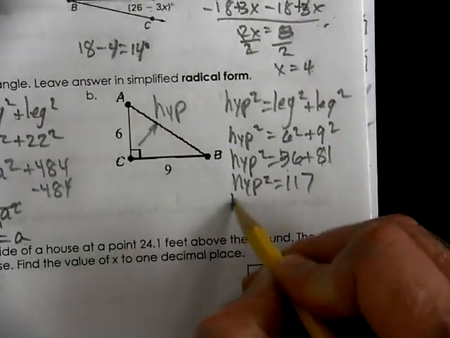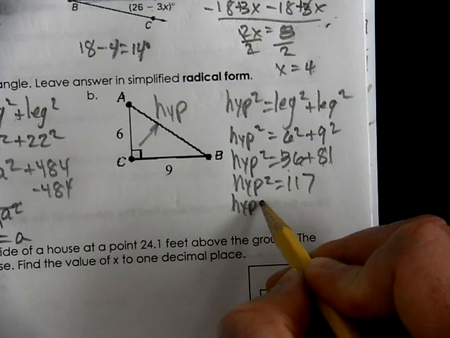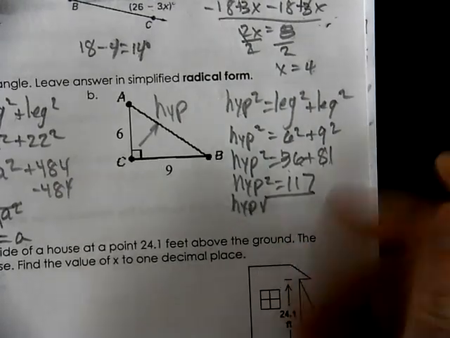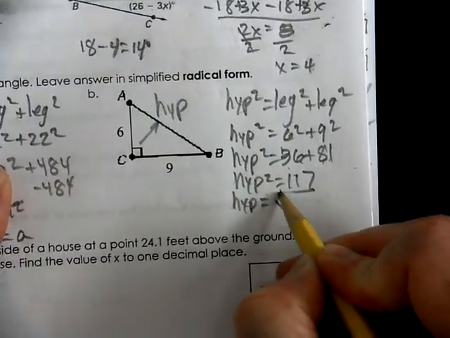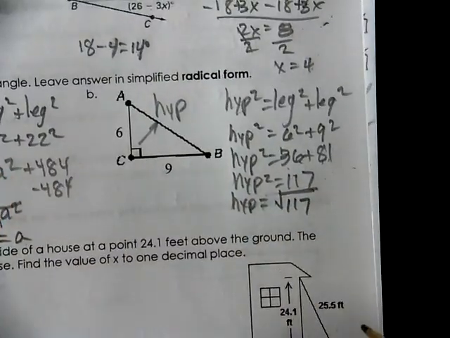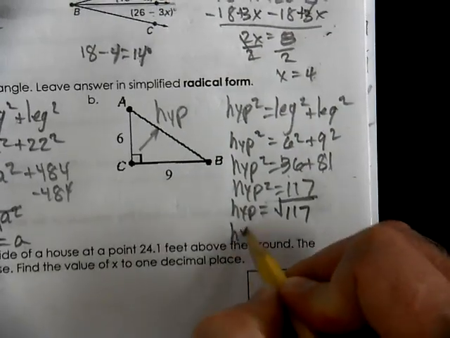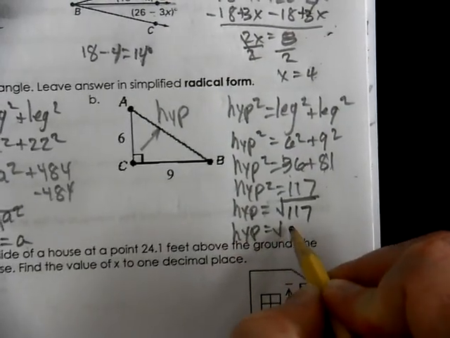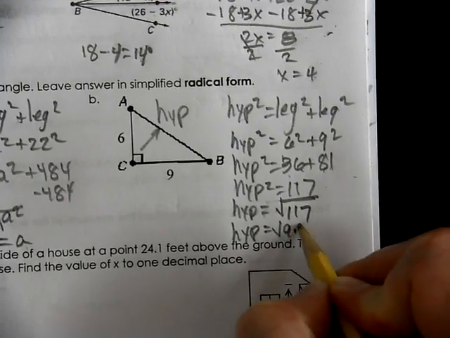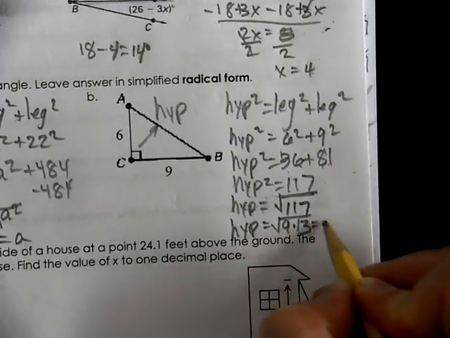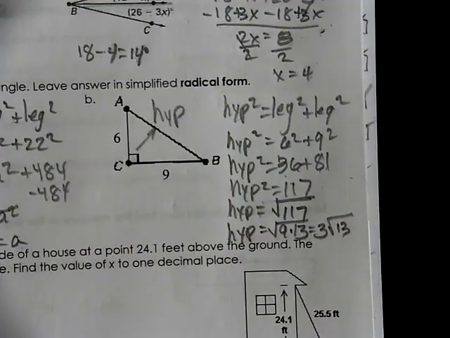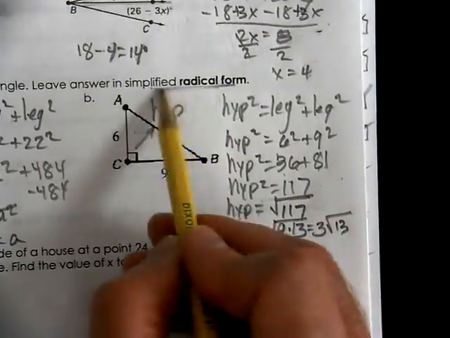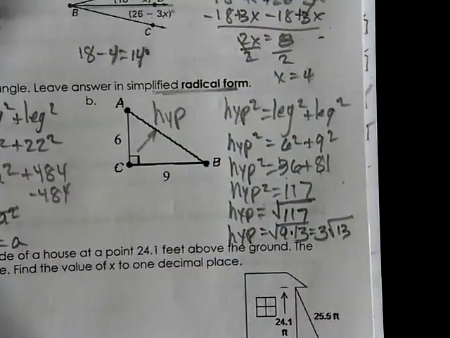So we see that the hypotenuse is going to be the square root. I need an equal sign in here. It is going to be the square root of 117. And 117 can be broken down into 9 times 13, which is 3 root 13. That is simplified radical form. No decimals when it says simplified radical form. You want the answer in a radical.